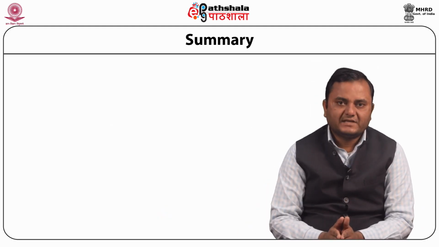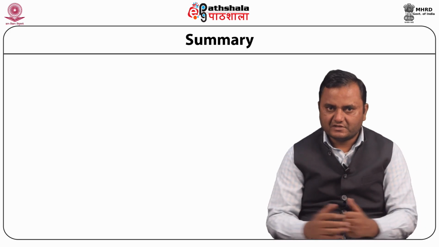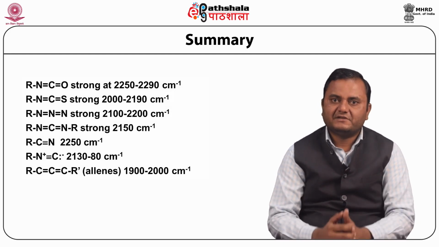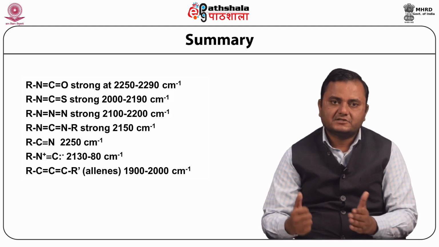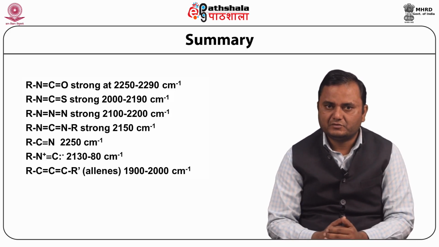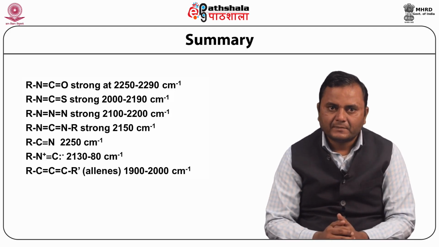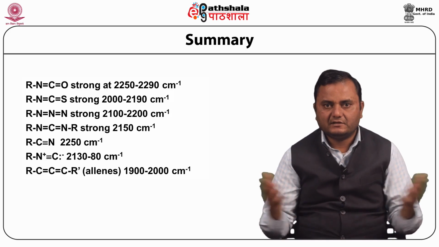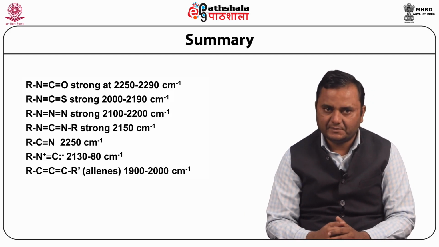So students, let's now summarize what we have learned in this module about IR spectroscopy, especially as used for biological molecules. You can see here, for the different functional groups, the R-N=C=O double bond gives a strong peak at 2250 to 2290 per centimeter. But if the oxygen is replaced by sulfur, like in the thiol group, then it shows a strong peak between 2000 to 2190 per centimeter.